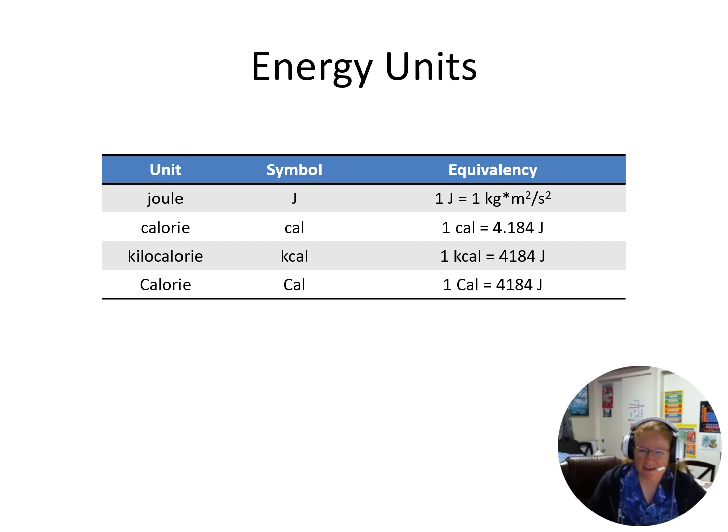Okay, and so we get various different units for energy. So joule, calorie, kilocalorie, capital C calorie. If you look at these, you will see that the capital C calorie and the kilocalorie are exactly the same thing. And so when you look at your food labels, you see it's a capital C calorie.